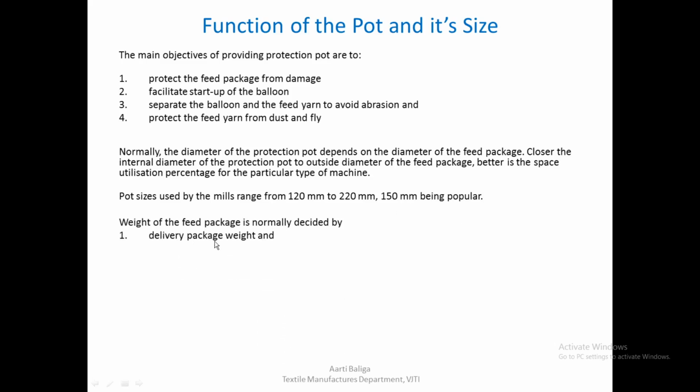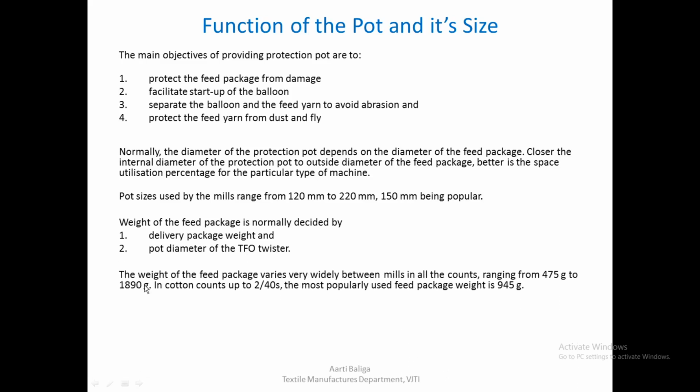The weight of the feed package is normally decided by delivery package weight and pot diameter of the two-for-one twister. The weight of the feed package varies very widely between mills in all the counts, ranging from 475 grams to 1890 grams. So for coarse counts it goes to the higher weights, and for fine counts it may go to 475 grams or so. In cotton counts up to 2 by 40, the most popularly used feed package weight is 945 grams. This is just an indicator for you to understand the ranges and the weights that these packages come in.